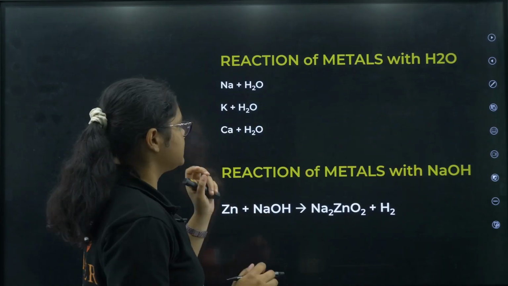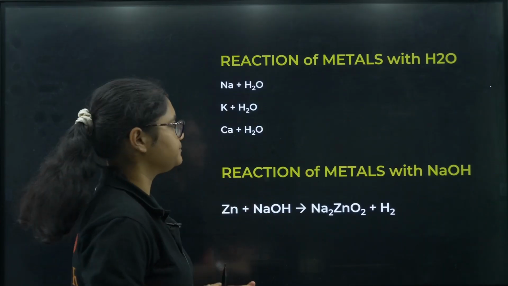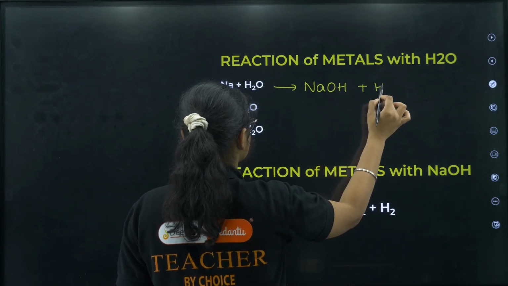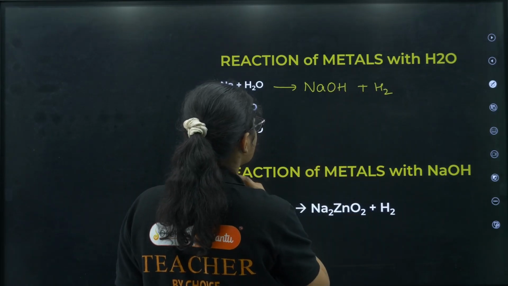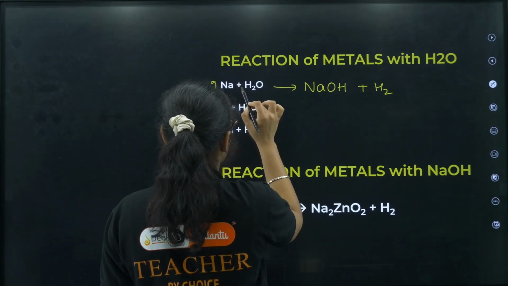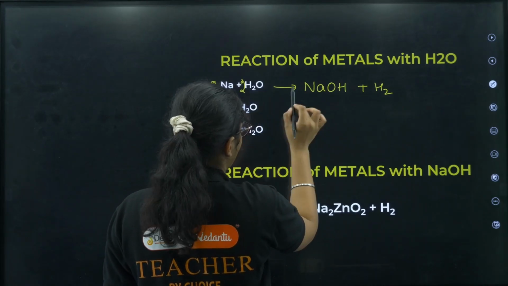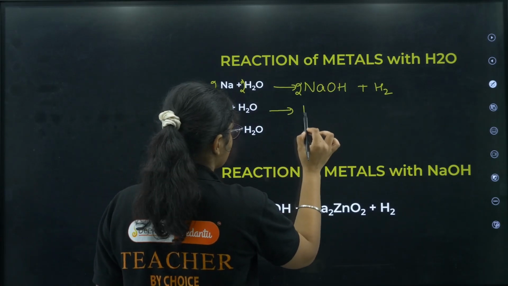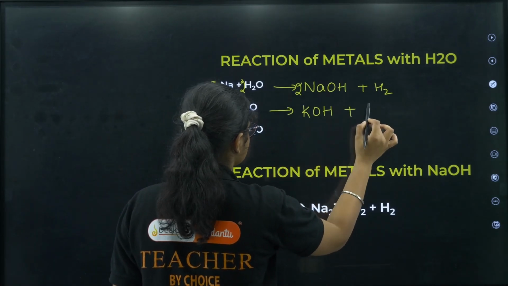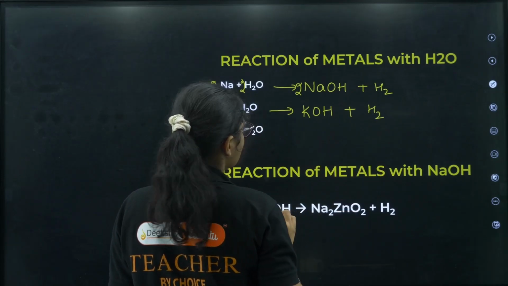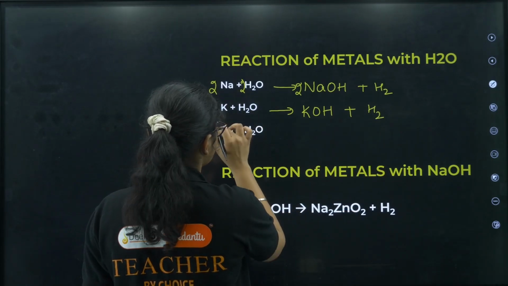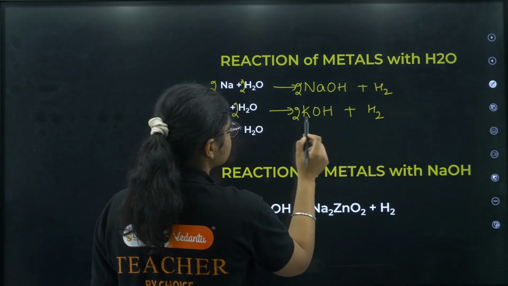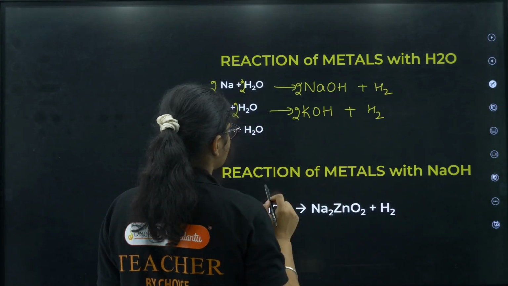So now let us see the reactions of metals with water. Na plus water will give you NaOH plus H2. Now if you want to balance this one, just make it 2 NaOH, then we have 2 water and 2 NaOH, right? Then K plus H2O will also give you KOH plus H2. I think you can balance it similarly, right? We can make it 2K, 2K, then we have 4H and here we have 4H, 2 oxygen and 2 oxygen.